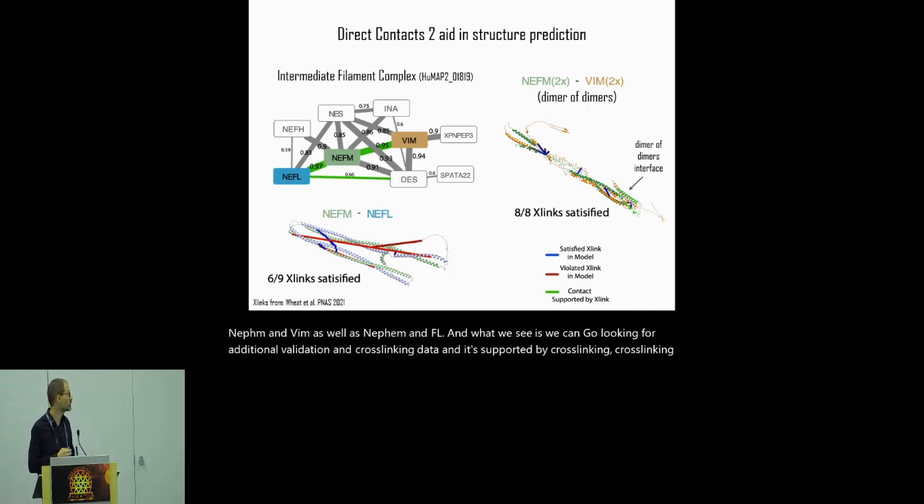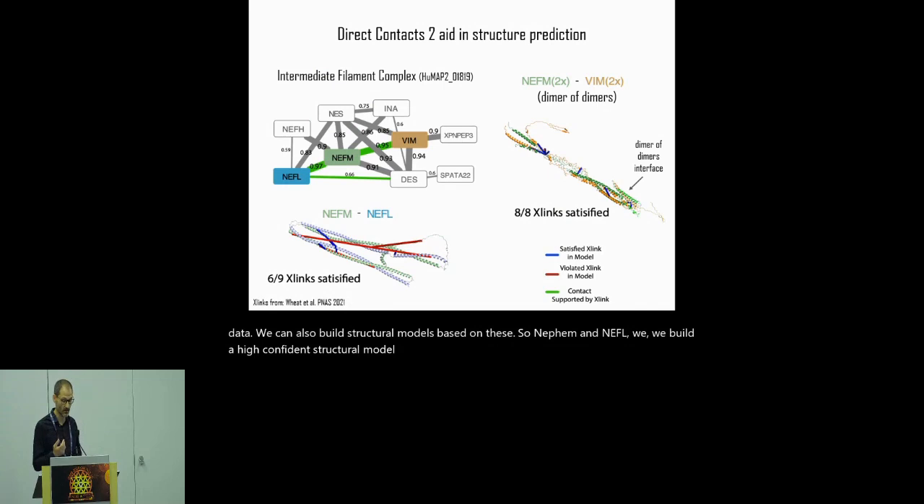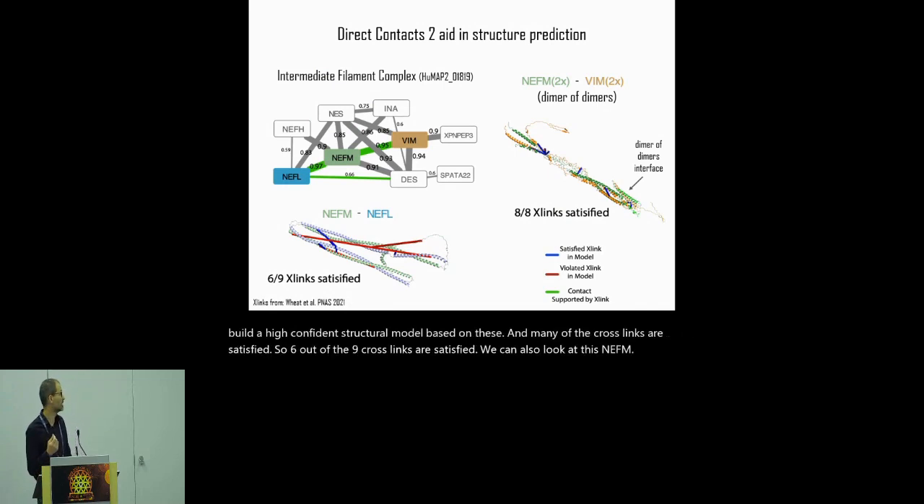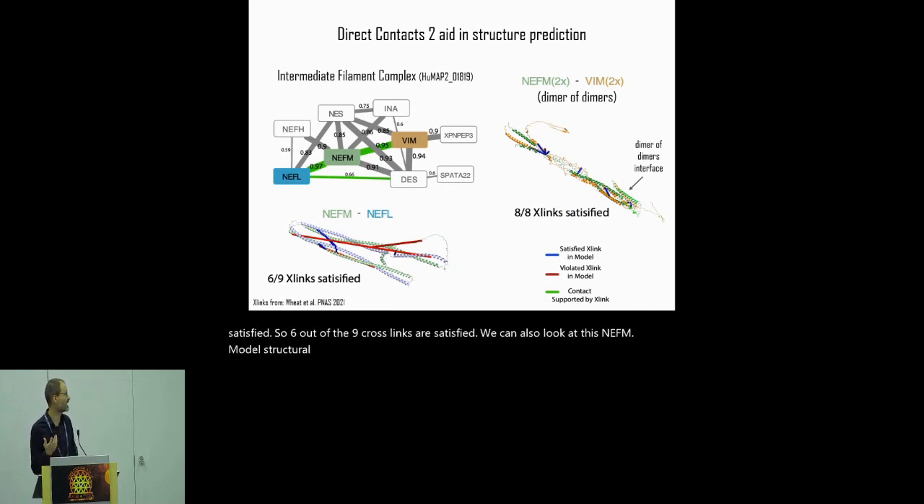We can also build structural models based on these. So NEFM and NEFL, we build a high-confidence structural model based on these. And many of the cross-links are satisfied. So 6 out of the 9 cross-links are satisfied. We can also look at this NEFM VIM structural model, and we see 8 out of the 8 cross-links are satisfied when we include this dimer of dimers. So we can build up these confident structural models based on these.